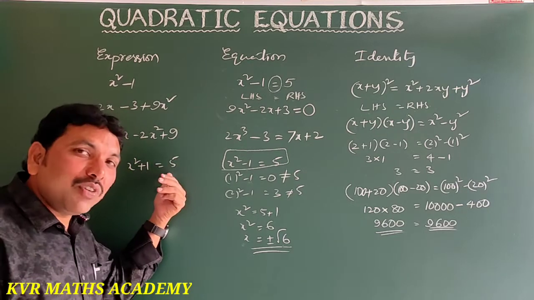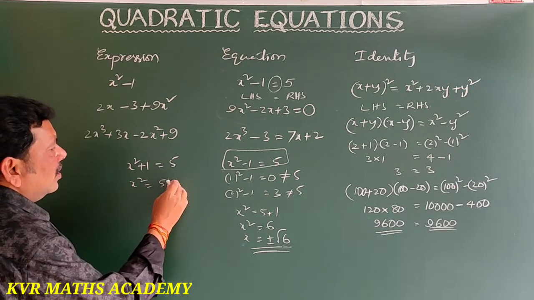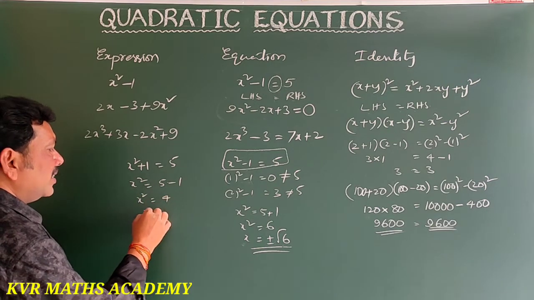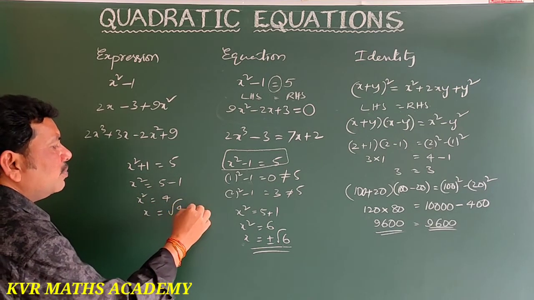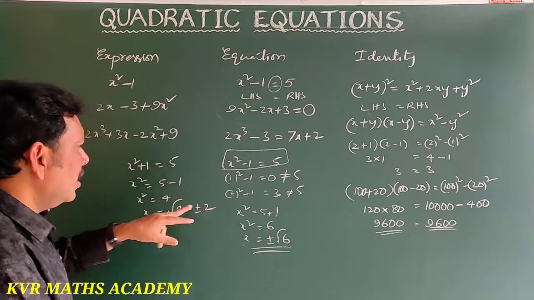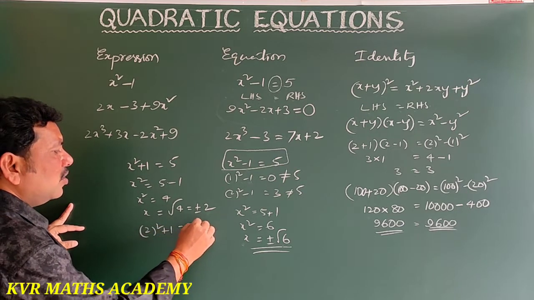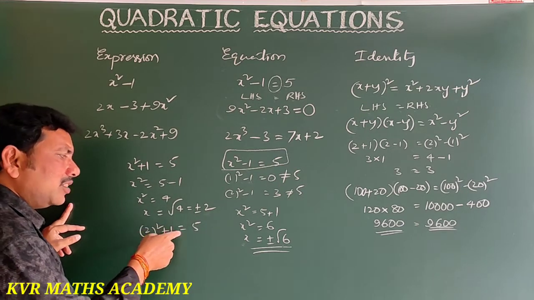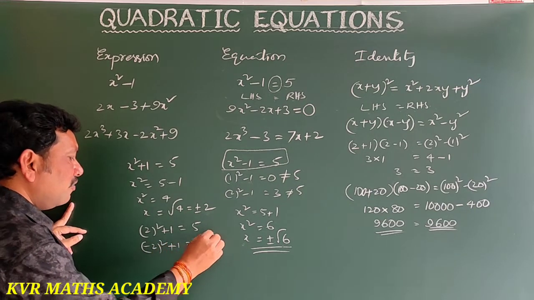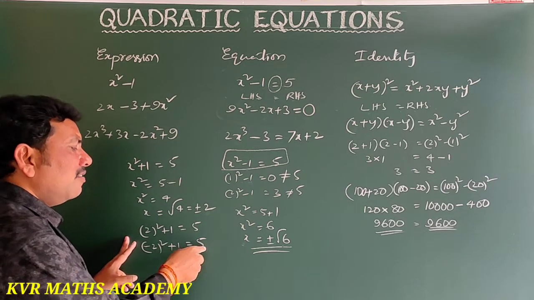See, x square plus 1 is equal to 5. So x square is equal to 5 minus 1, x square is equal to 4. x is equal to root 4, which means plus or minus 2. In the place of x, substitute 2: 2 square plus 1 is equal to 5, right? 2 square is 4, 4 plus 1 is 5. Next, minus 2 whole square plus 1 is equal to 5. Minus 2 whole square is plus 4 only, plus 4 plus 1 is 5.